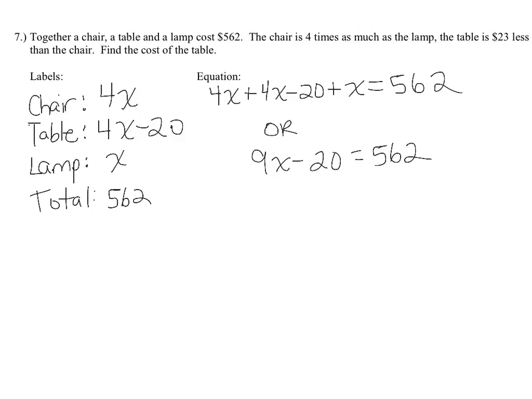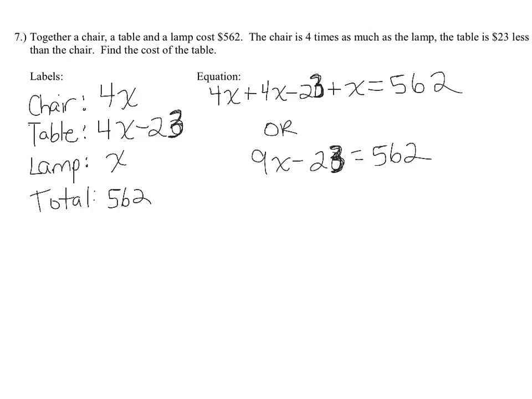And then the table is 23. Oops, I realized I just wrote 20. It should say 23 there. 23 less than the chair. And then that's going to change the 20 in my equation as well. So since the total is 562, you just have to add all these expressions up. And you didn't have to solve this one. You just had to come up with the equation that would give me the answer.